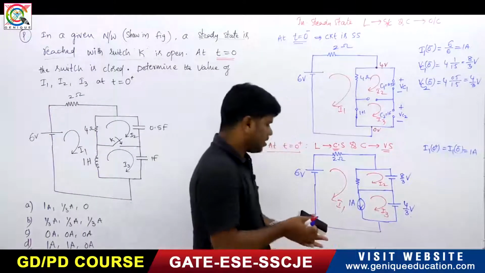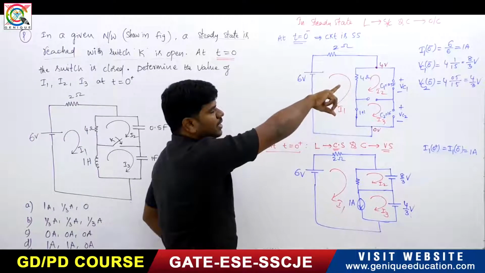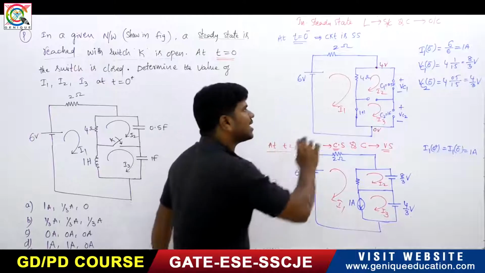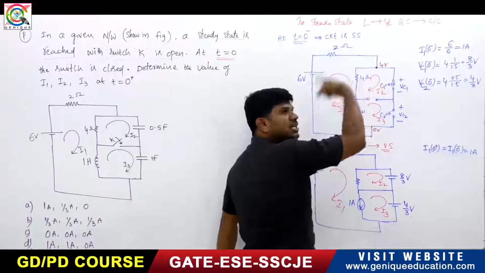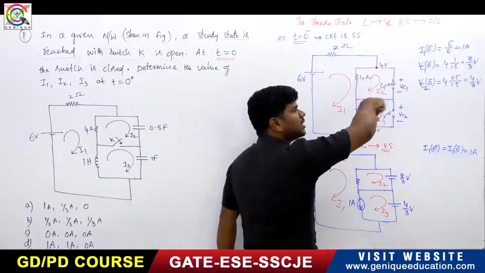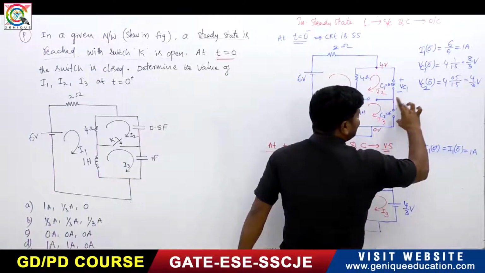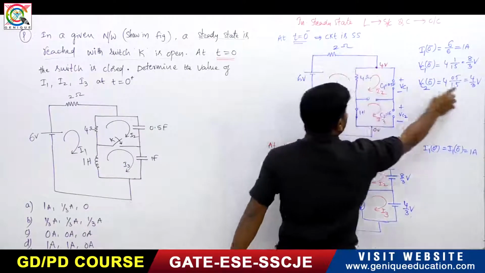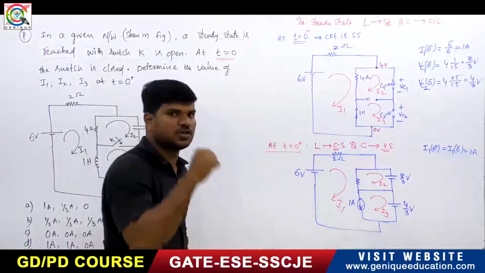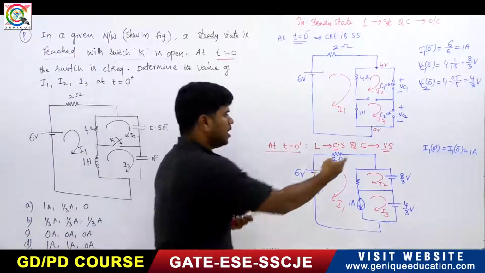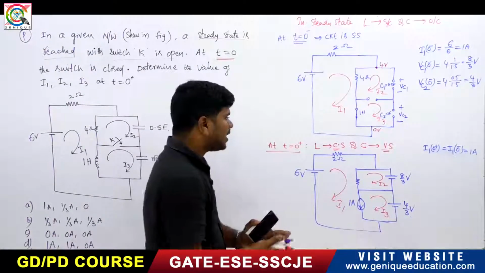Right? Okay. So now see, at t equals 0 minus, what is the voltage across the capacitor? The voltage across the capacitor is 8 by 3. But it is equal to the voltage across the capacitor at t equals 0 plus also. The voltage across this capacitor before, at t equals 0 minus, is 4 by 3. But it is equal to the voltage at t equals 0 plus also. So these are the voltage sources.